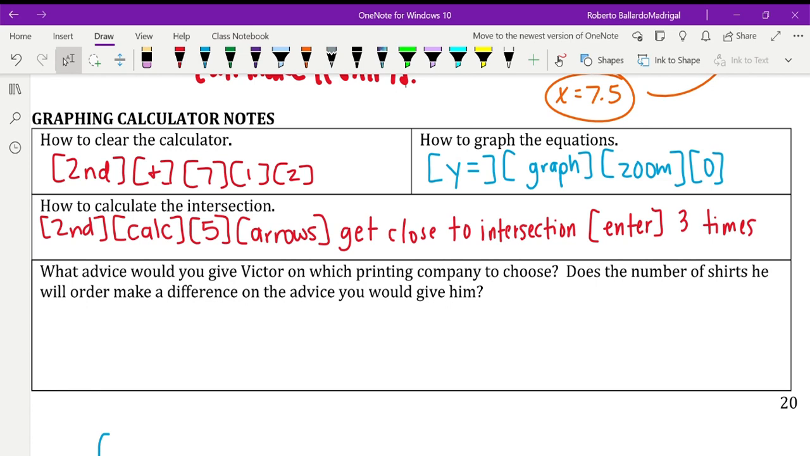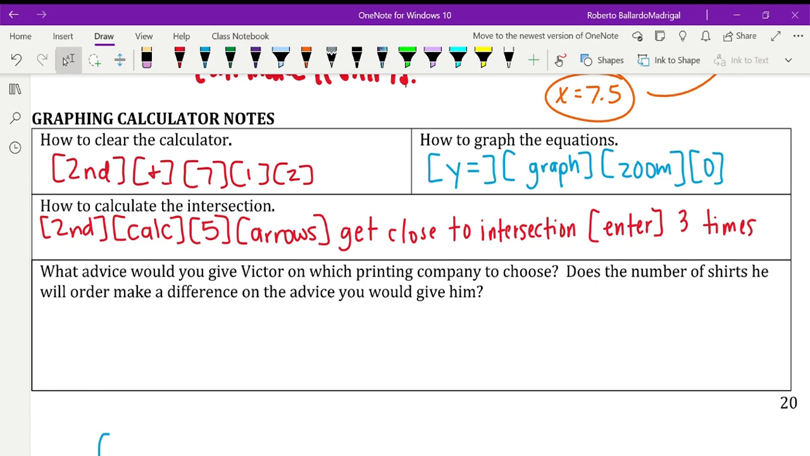So here's the next thing. Are you guys ready? We're going to follow this step by step. Everybody look up here, please. Second, Calc. Calc is the one above trace. You guys see trace? Look for it. Trace.